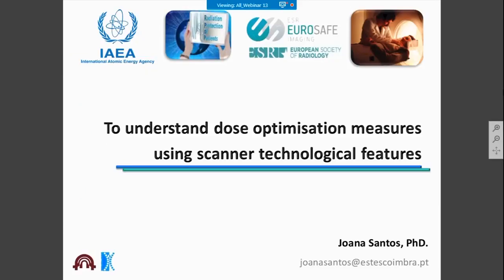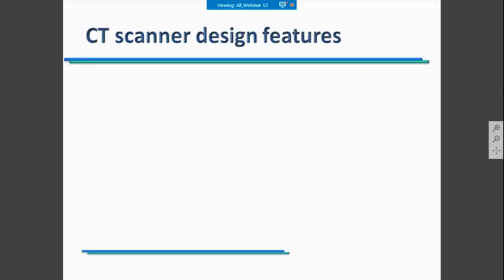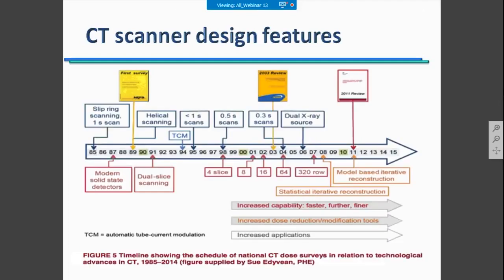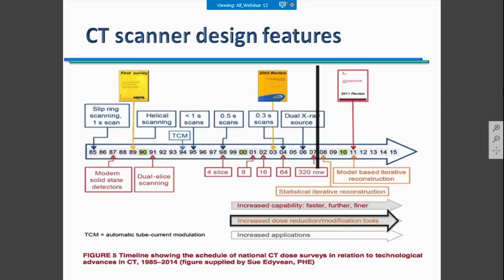So it's important to know how to use your CT scanner to promote optimization. We all know that CT scanner design features have changed over the years. In the last decade, they were prepared to increase the capacity to be faster and to get finer details in the images. However, in recent years, they try to provide tools to reduce dose and maintain the image quality.